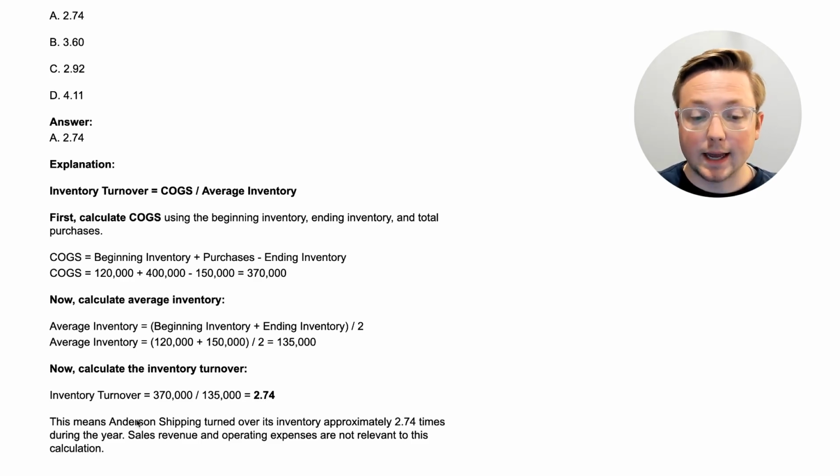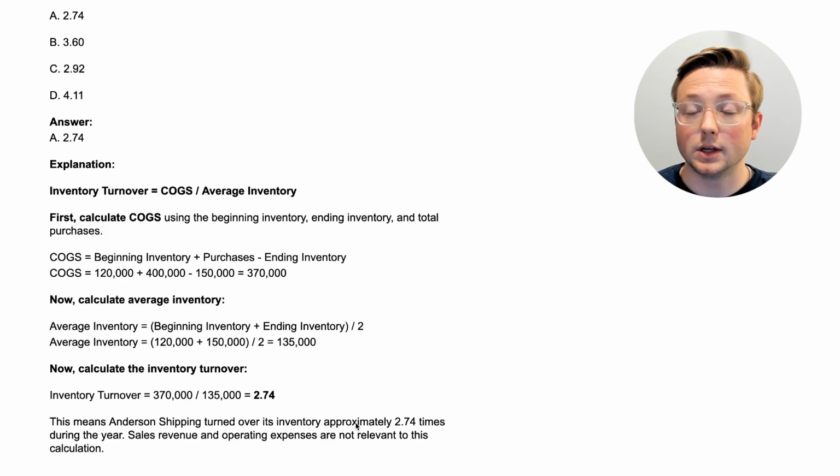Now that means that Anderson Shipping turned over its inventory approximately 2.74 times during the year. Sales revenue, operating expenses, those other things that were up there were not relevant. All you need to know is how to figure out cost of goods sold if you're not given it, or if you're given it, then that's super easy. And then you also need to figure out how to get the average inventory.